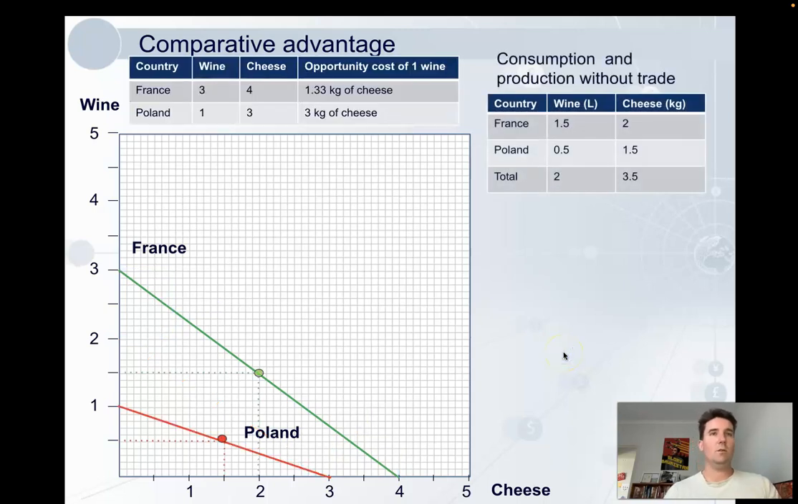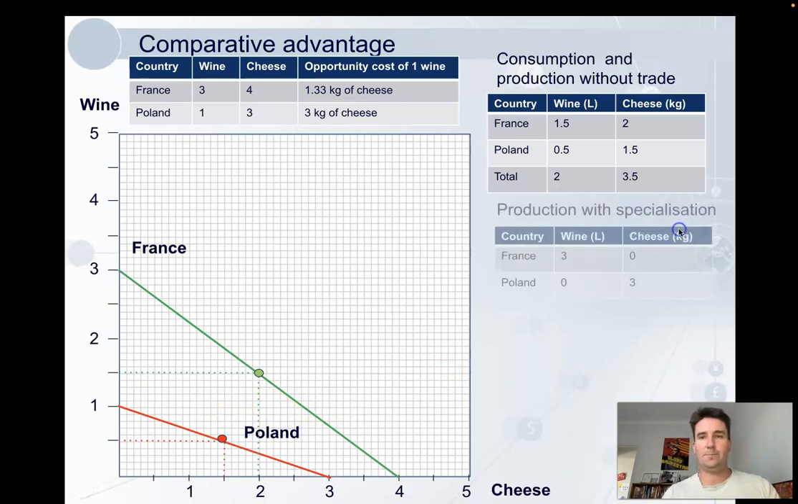Okay, let's have a look at how much each country might produce and consume with closed economies again, no trade. So we'll assume again that they're using half resources for each thing. So France will make 1.5 litres of wine, 2 kilos of cheese, which is half of these numbers, of course. And as we know, each country could produce within its PPC.